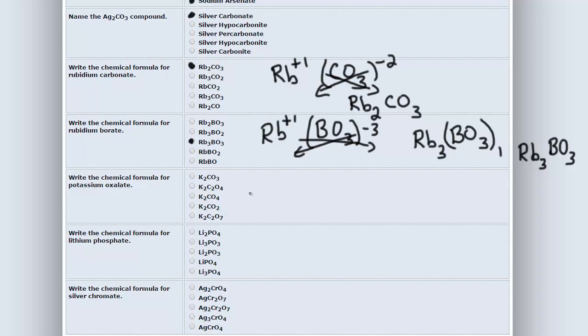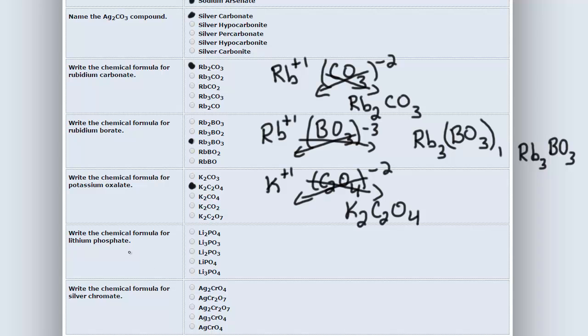Write the chemical formula for potassium oxalate. Potassium is +1. Oxalate, C2O4, is a polyatomic ion with a charge of -2. The chemical formula for potassium oxalate must be K2C2O4. There's only one of those units. We brought that 1 down. K2C2O4.